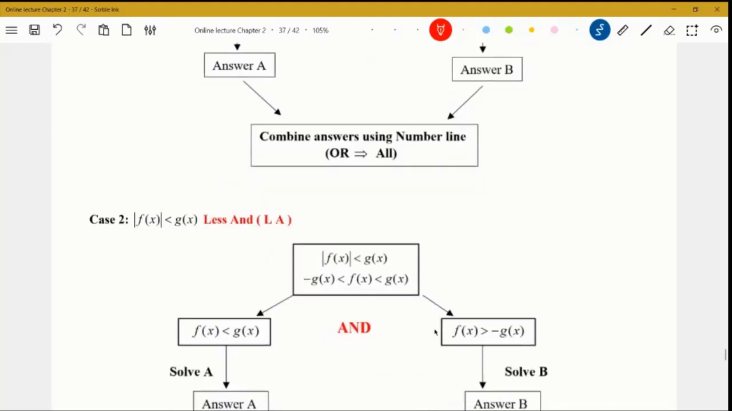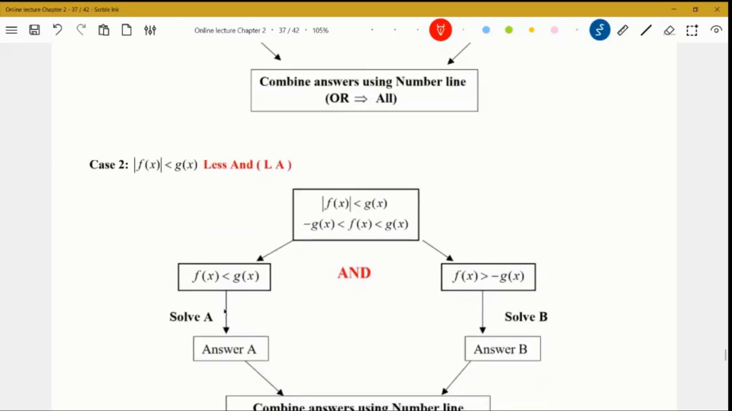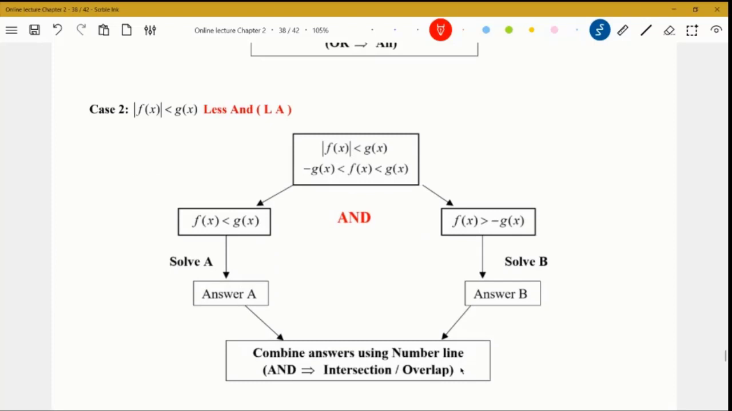Okay, untuk la is a less and. So split dua case, tengah-tengah kena letak and. So basically we have two cases. Solve first case, solve second case. So you have two answers, answer 1, answer 2. Combine menggunakan number line. So dekat number line tu kita akan ambil bahagian intersection ataupun overlap. Baru kita akan dapat jawapan akhir. Okay, that's the concept. So you have to remember either go ataupun la, greater or less than. Jangan terbalik.